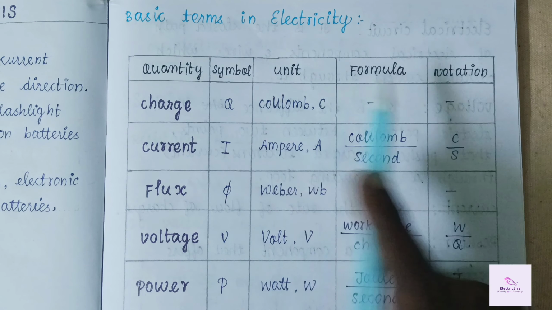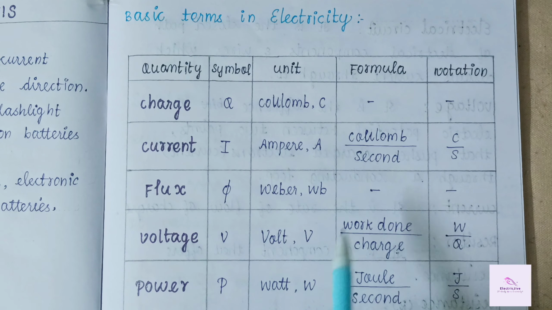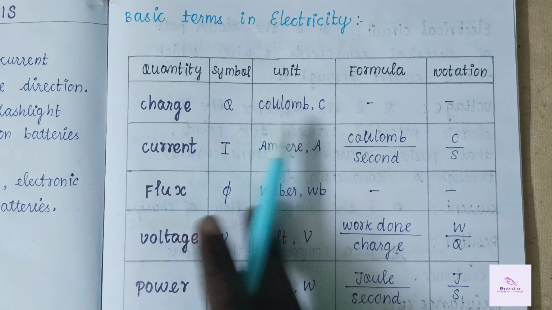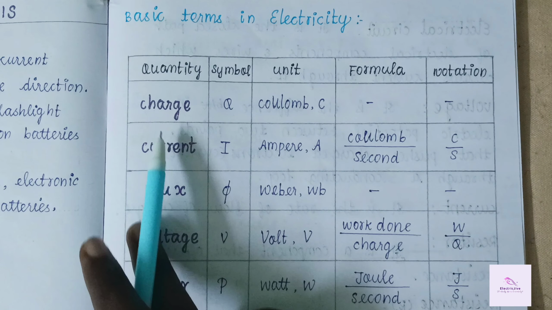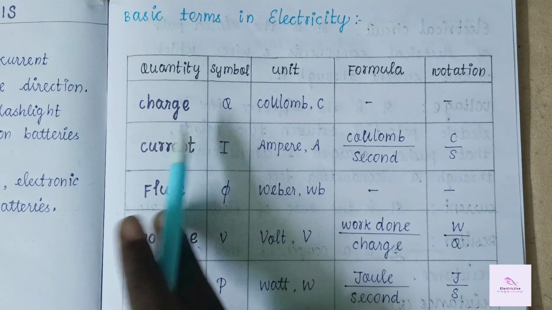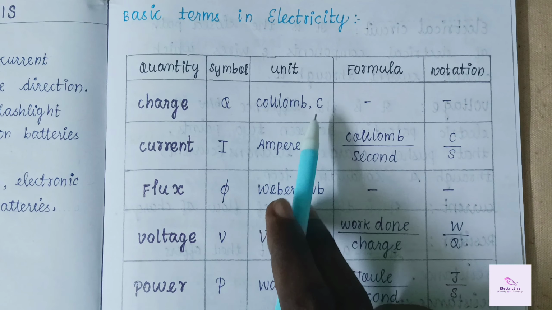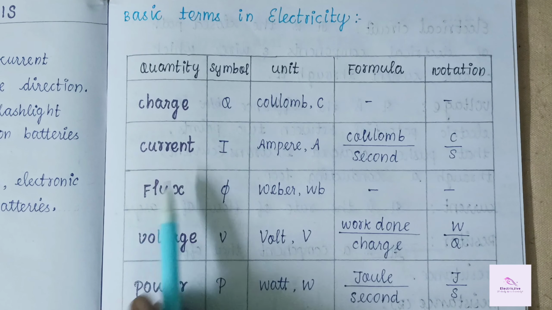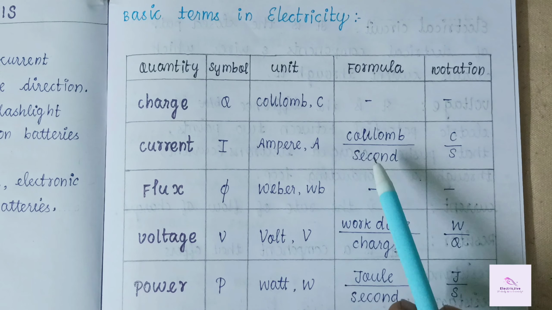Basic terms in electricity. Electricity has some basic terms like charge, current, voltage, power, energy, etc. Let us learn about the symbol, unit, formula and notation of each. First one is charge. Charge symbol is Q and its unit is coulomb, represented as C. It has no formula and notation. Current is denoted as I. Its unit is ampere, A. Its formula is coulomb by second.